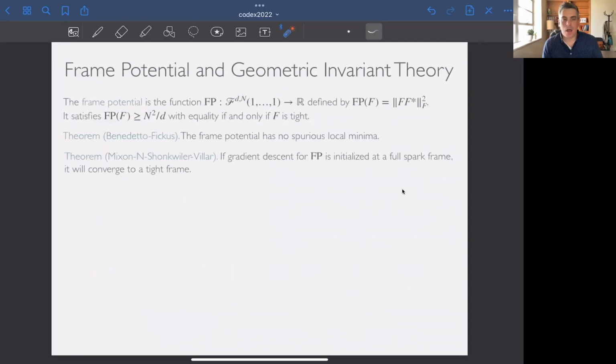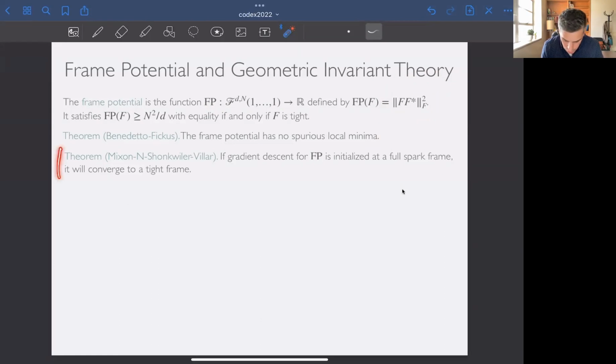Okay, and so let me spend the last few minutes and talk about the more analytical results on understanding the energy landscape of the frame potential. So remember, the frame potential takes a unit norm frame and sends it to the squared norm of its frame operator. One of Benedetto and Fickus's main theorems in their paper is that the frame potential has no spurious local minima, meaning I can gradient descend and never get stuck in a local minimum.